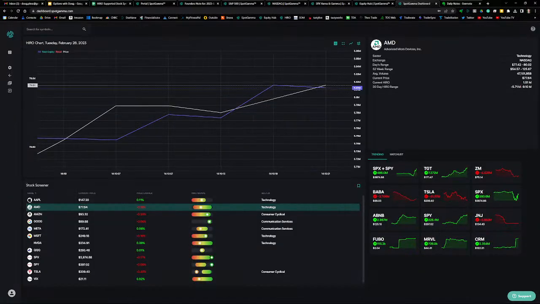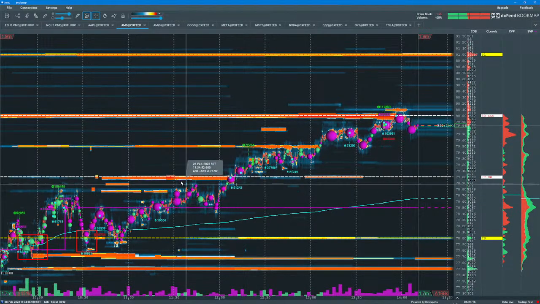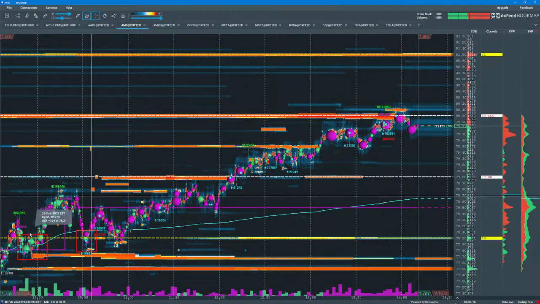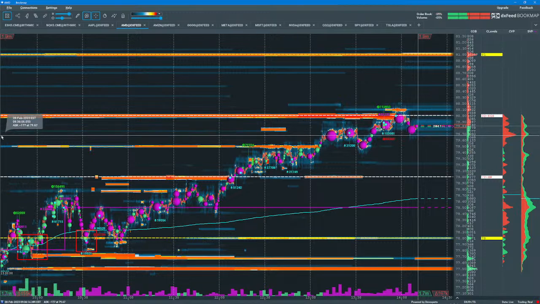All right, let's go back to Bookmap. So there were a couple of long entry points here. Let's zoom in so we can see this more closely.